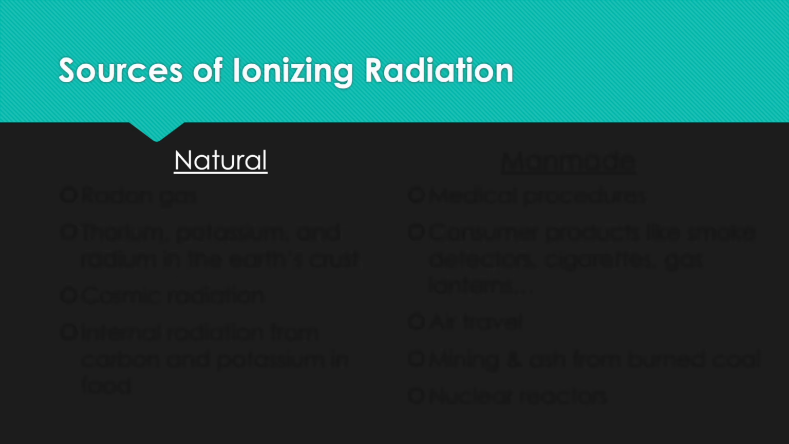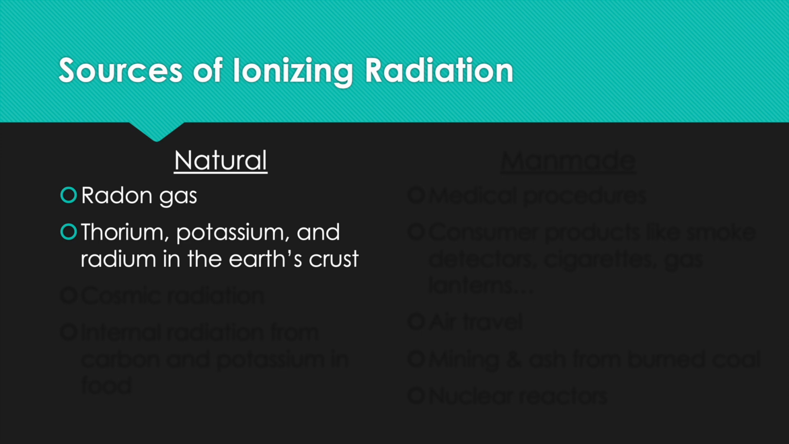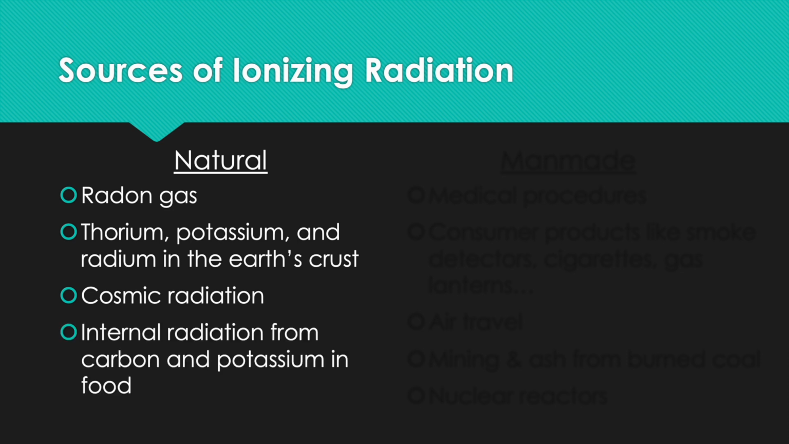So some sources of ionizing radiation, we've got natural sources like radon gas. This is probably the number one source of natural ionizing radiation. There's also thorium, potassium, and radium, naturally occurring radioactive elements in the Earth's crust. There's also cosmic radiation, so ionizing radiation that just comes from space that's usually emitted by stars or black holes or other objects. And then there's actually internal natural radiation from radioactive carbon and potassium in some of the foods that we eat.